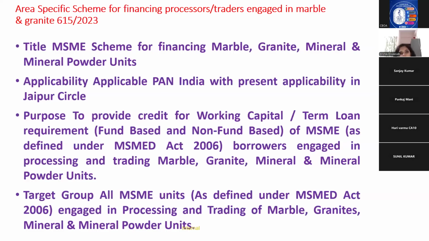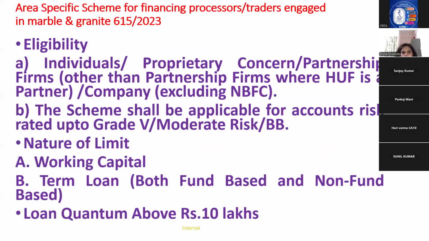Area specific scheme for financing processors or traders engaged in marble and granite. This is for financing marble, granite, mineral and mineral powder units and all. This is applicable pan-India with present applicability in Jaipur circle. So this is to provide credit for working capital facility and term loan requirements to this kind of units. This covers all MSME units engaged in processing or trading of marble, granite, mineral and mineral powder units. Nature both working capital and term loans. Quantum above 10 lakhs.